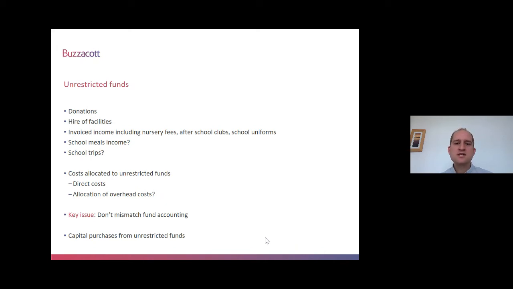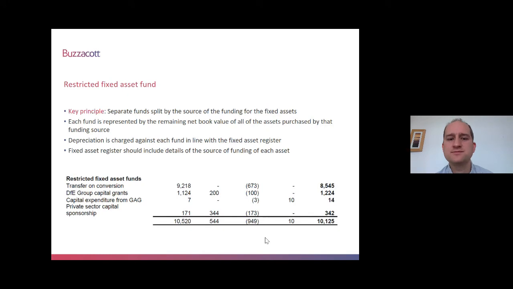So on the next slide, we start looking at the fixed asset fund. What you can see here is just a breakdown of the fixed asset fund element in the funds note to the accounts within Coketown. So this is just a copy and paste from that element of the note with Coketown. And again, this is just splitting down one of the columns on the statement of financial activities, which is rows in this case, into a number of subcategories. So that column for restricted fixed asset fund is split between the transfer and conversion, DFE capital grants, capital expenditure from GAG, and private sector capital sponsorship. You may have other categories, so you don't have to stick rigidly to these categories.